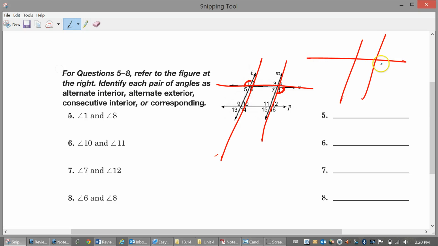Off to the side, you can draw it like this. If you rotate it to the right, it's like that. Okay. Any others? Yes.